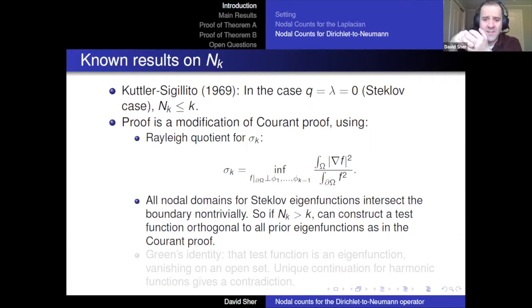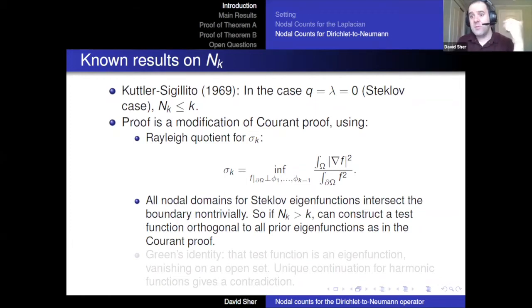A key fact in this proof is that all nodal domains for Steklov eigenfunctions have to have non-trivial intersection with the boundary. And this is actually very special to Q equals lambda equals 0, because the reason it's true is the maximum principle. If you have a nodal domain in the interior, the eigenfunction is 0 on the entire boundary, and it's harmonic. So it's 0, and that can't happen by unique continuation. So all nodal domains for Steklov eigenfunctions intersect the boundary non-trivially.